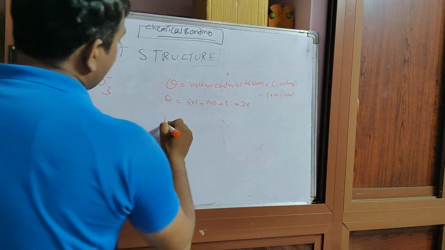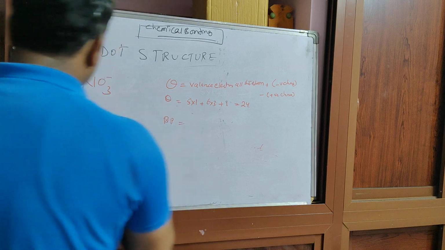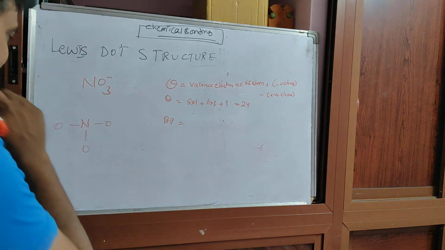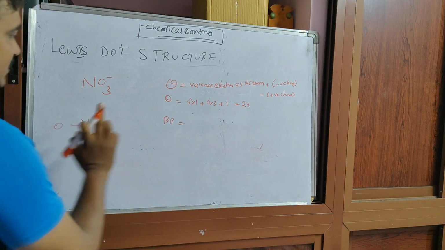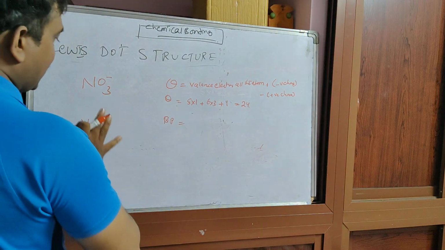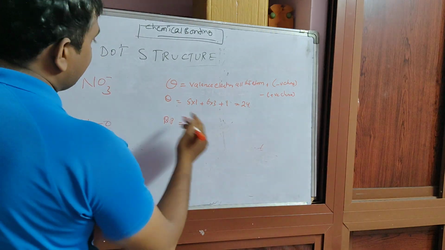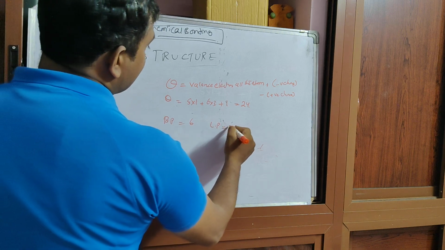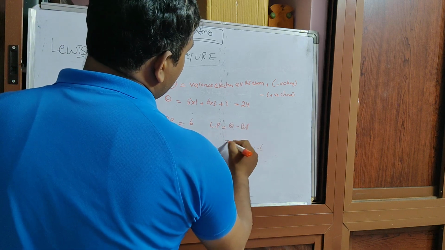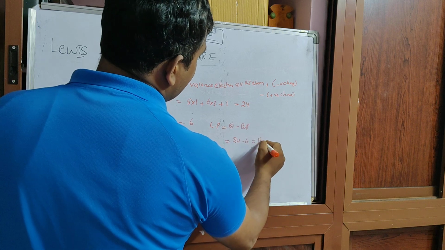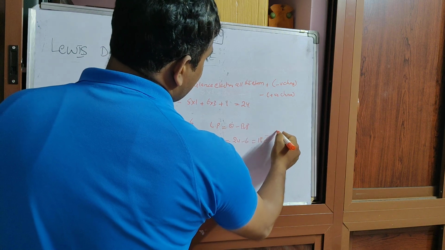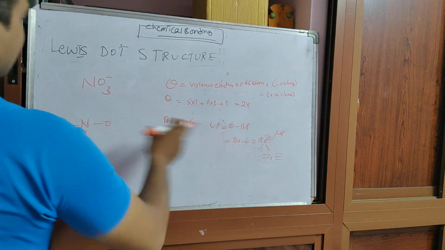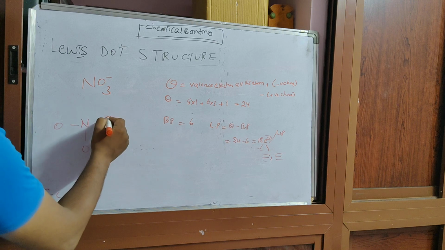24. Bond pair electrons is equal to number of bonds. If you take nitrogen, oxygen, oxygen, oxygen, generally we have to take this one. Number of bonds 3, it means 6 bond pair electrons. Lone pair electrons is equal to Q minus bond pair electrons. 24 minus 6 is equal to 18 electrons. This is also considered as lone pairs and also considered as a double or triple bond. In this case, nitrogen is not 3, it is 4.